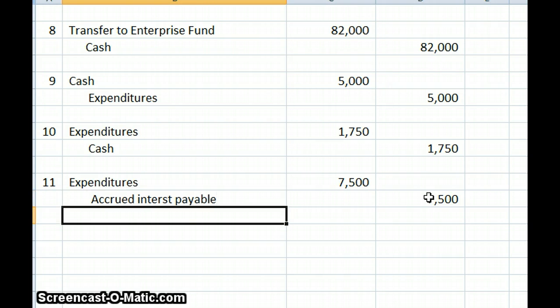It is $7,500, and we already did that. Neither one of these affect the general capital asset or general long-term liability accounts. So these are some select transactions for our general fund. Again, most of these are very straightforward for you.